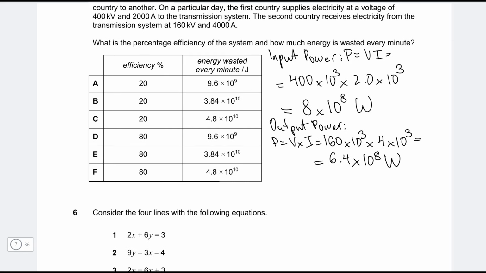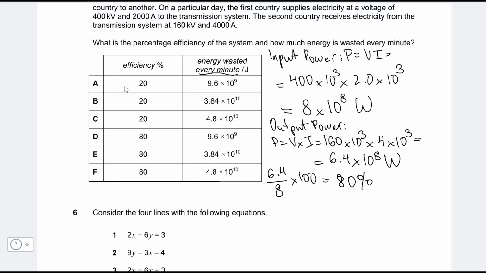Well, let's figure them out as a percentage. So let's say 6.4 times 10 to the 8 divided by 8 times 10 to the 8, that's just going to cancel, times 100. Well, that's just 80%. So we know that our answer is either going to be D, E, or F. Now, how much energy is wasted every minute? So this is kind of interesting. It's every minute. Okay, so how much power is actually wasted overall?